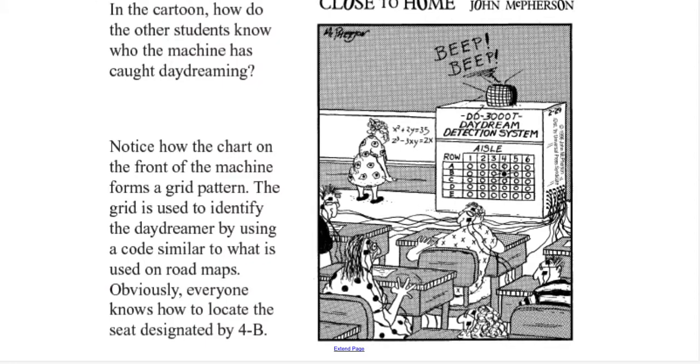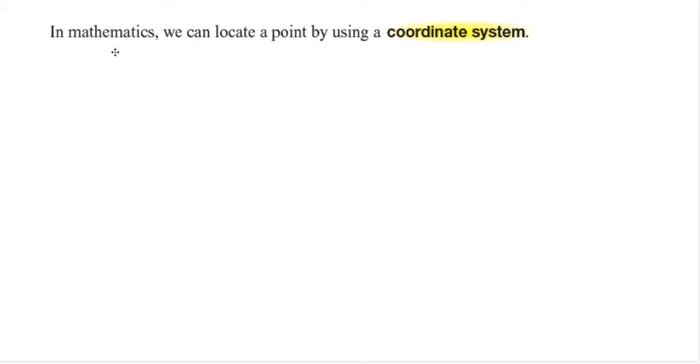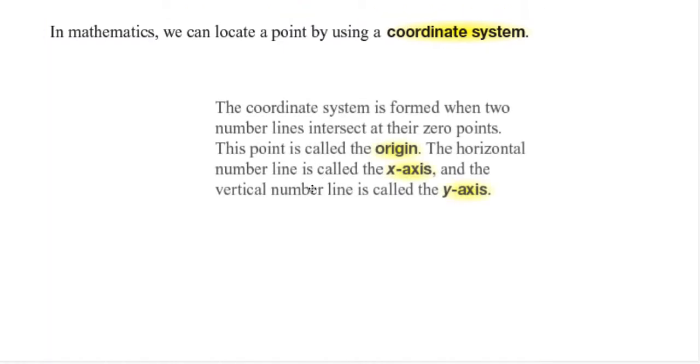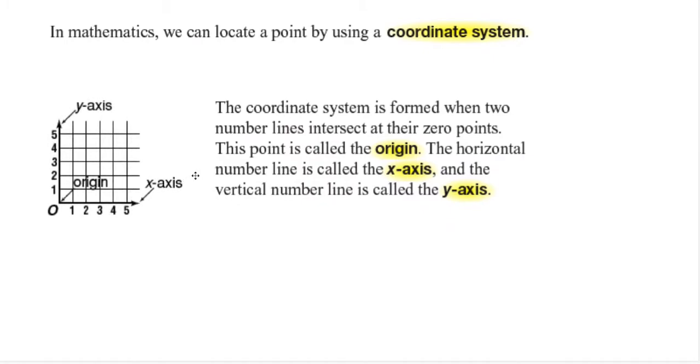Okay, moving on. In mathematics, we locate a point by using a coordinate system. The coordinate system is formed when two number lines intersect at their 0 points. This point is called the origin. The horizontal number line is called the x-axis, and the vertical number line is called the y-axis. Very similar to what we have there.